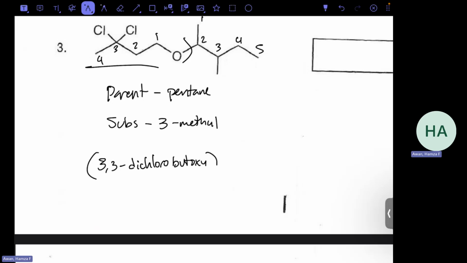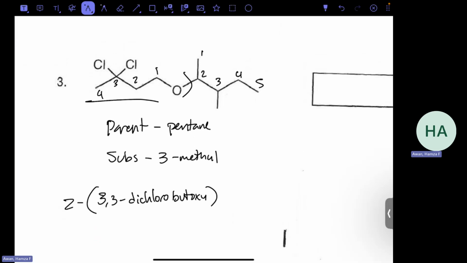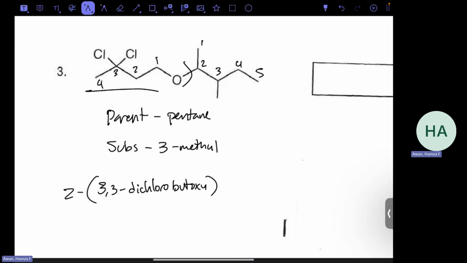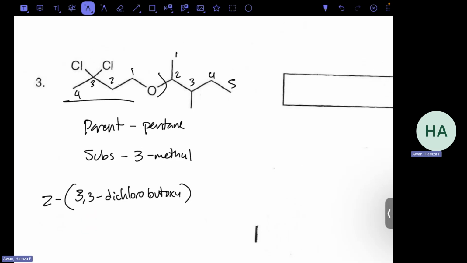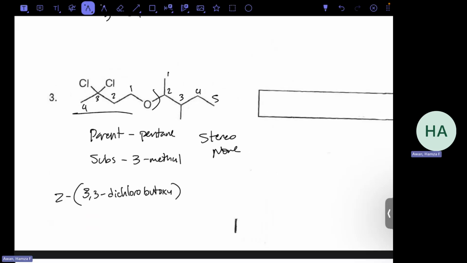And this is all going to go in parentheses. Because it's on carbon 2 of the parent chain, we'll call it a 2,3,3-dichlorobutoxy. And whenever we're looking at the naming of this, we don't have any stereochemistry, so stereo, none. So this is going to be our name, right?